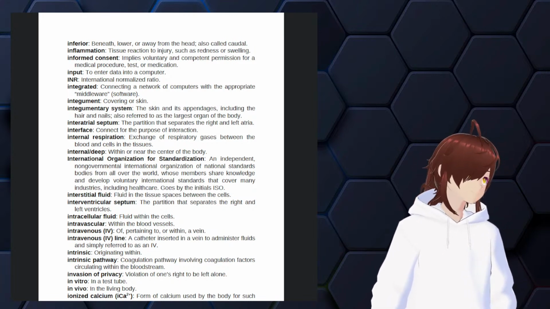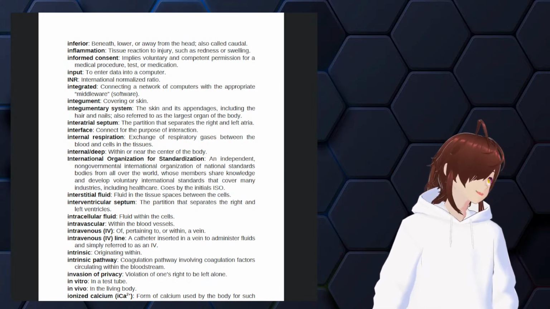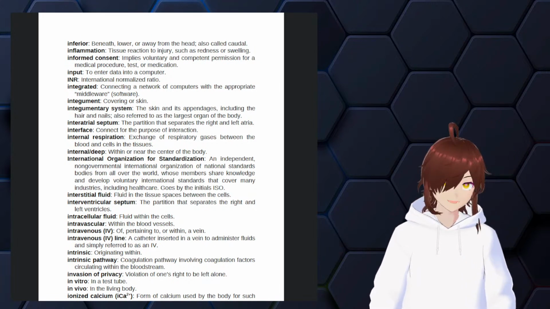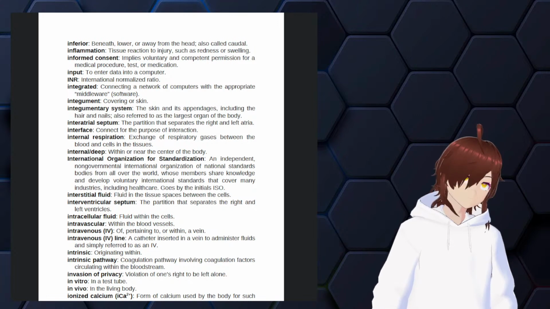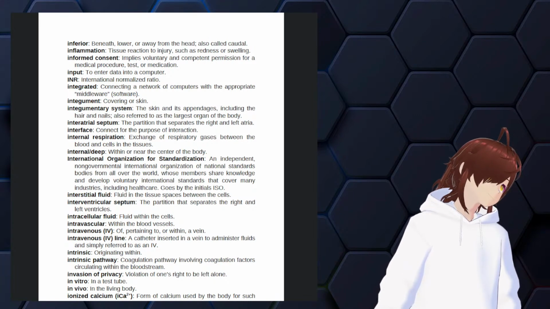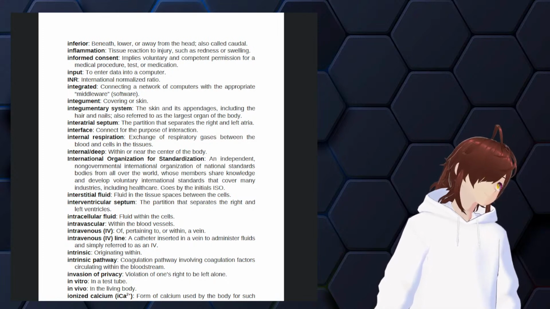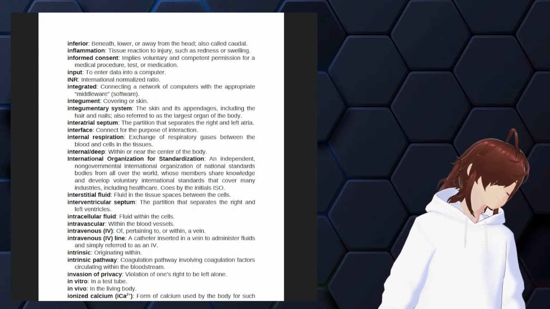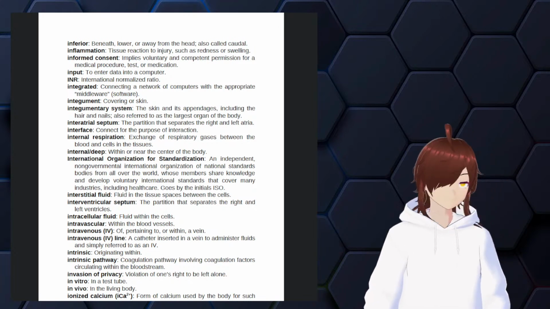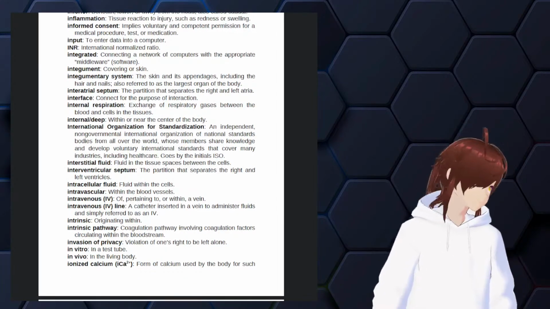Intracellular fluid, fluid within the cells. Intravascular, within the blood vessels. Intravenous, IV, pertaining to or within a vein. Intravenous, IV line, a catheter inserted in a vein to administer fluids and simply referred to as an IV. Intrinsic, originating within. Intrinsic pathway, coagulation pathway involving coagulation factors circulating within the bloodstream.